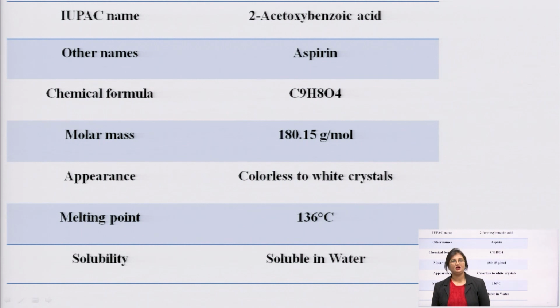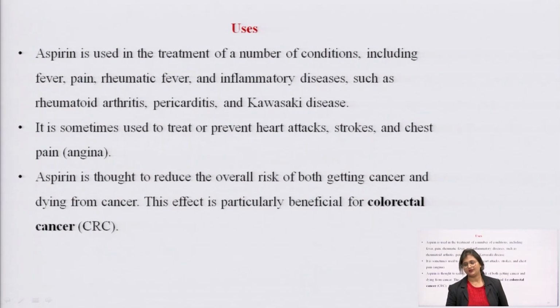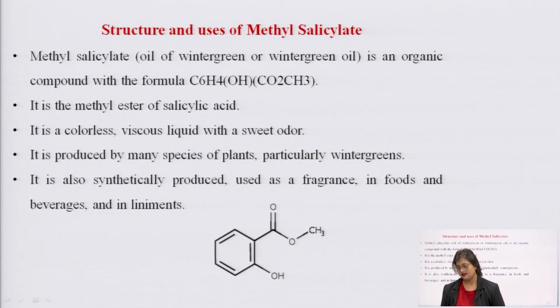It has a chemical formula of C9H8O4, a molar mass of 180.15 gram per mole. It is a colorless white crystal having a melting point of 136 degrees Celsius. It is soluble in water. Uses of aspirin include the treatment of a number of conditions including fever, pain, rheumatic fever and inflammatory diseases. It is sometimes used to treat or prevent heart attacks, strokes and chest pain. Aspirin is thought to reduce the overall risk of getting cancer as well.